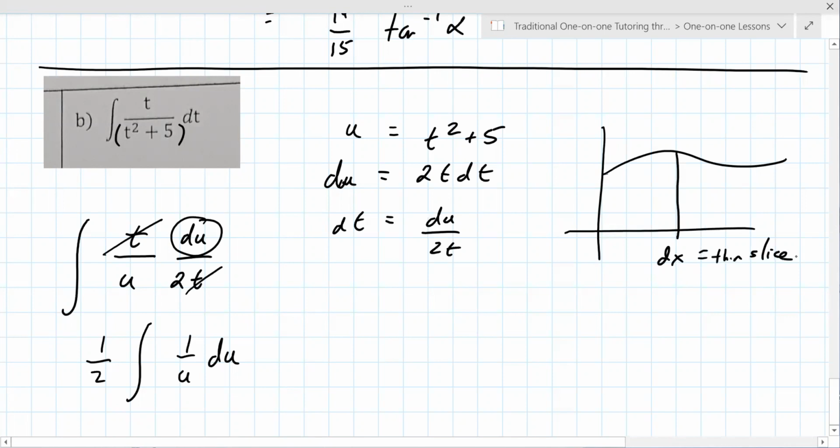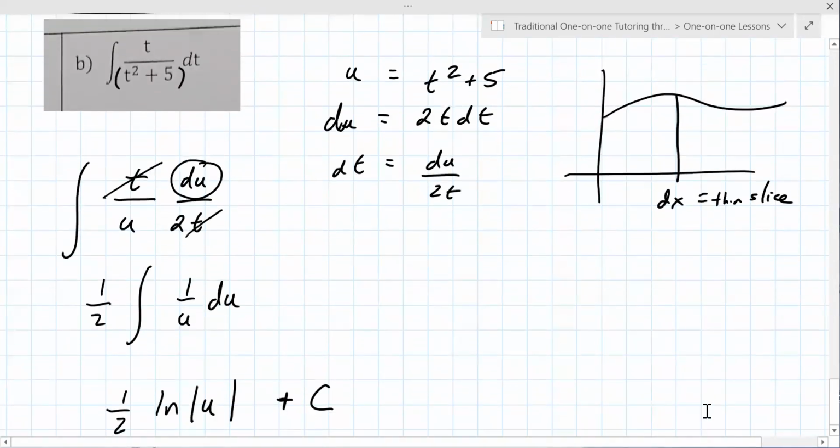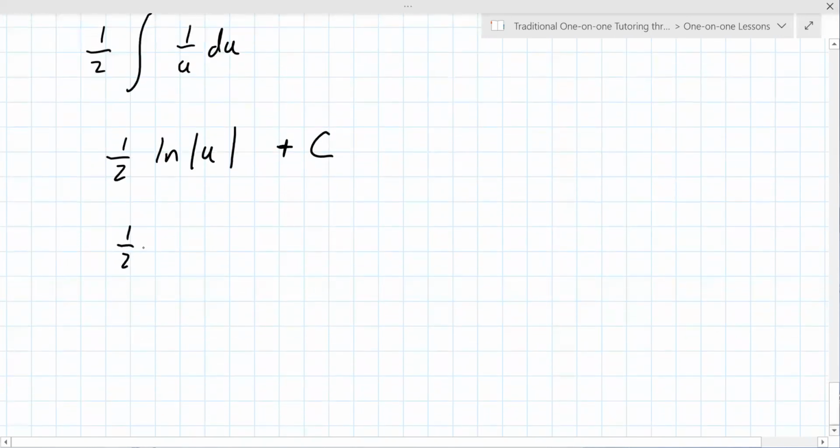So this is a special, known one. Do you remember what this is? That's the natural log of u. Yes, and the absolute value, very important. If you don't do the absolute value, that's kind of a big deal. I got that pretty well memorized from the last test. Great. So now you back substitute your u. Your u is t squared plus 5. So it's 1/2 natural log absolute value of t squared plus 5 plus c, and you're done. Awesome.